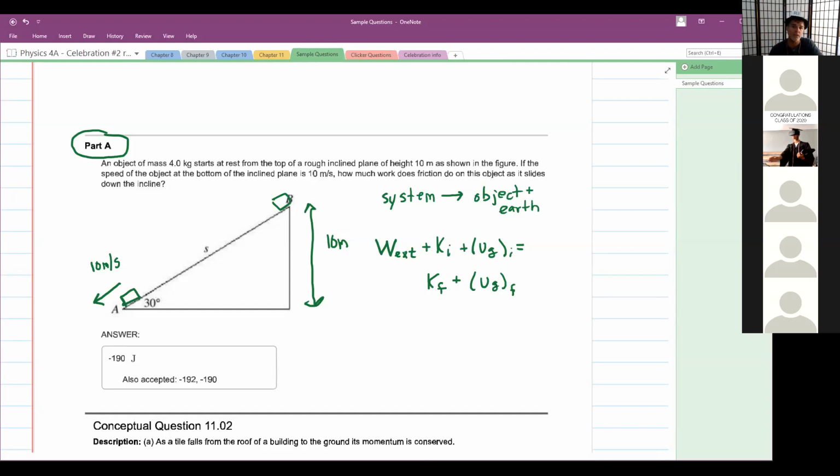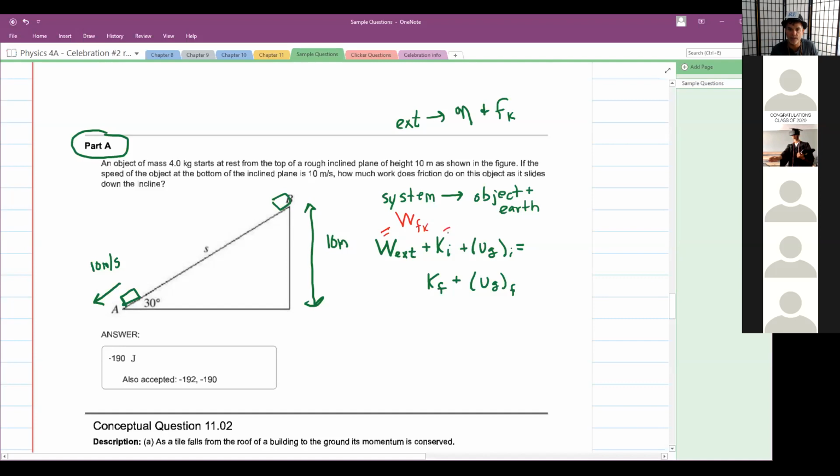In terms of the external forces acting on this box, there are the normal force and the force of kinetic friction. The normal force is not doing any work because the object's sliding down the incline and the normal force is perpendicular to it. So the only work done is the work done by friction. So this work done by external forces is equal to the work done by friction.